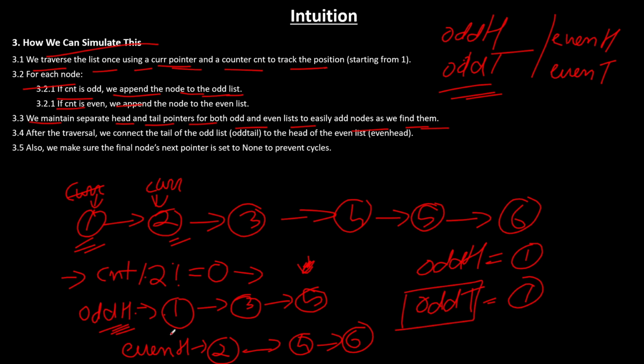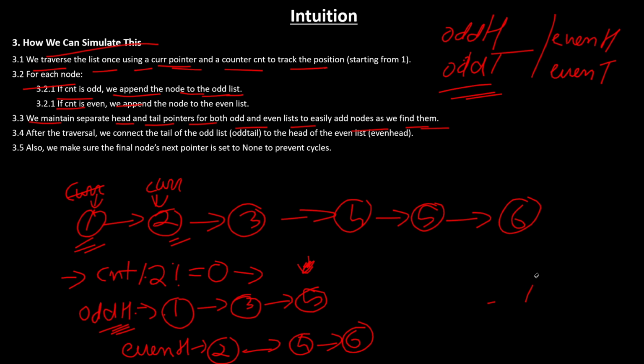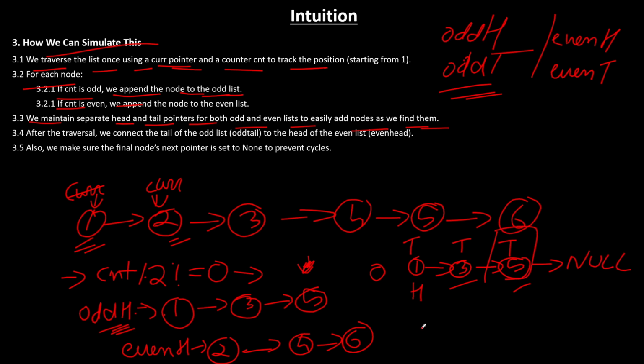Fine. So every time we insert into the odd list, we will point it to the tail pointer. So every time, head is there, tail is there for the odd. Fine. Then tail will come here. Or tail's next will have the second value. Then tail's next will have the third value. Then tail will point to null.